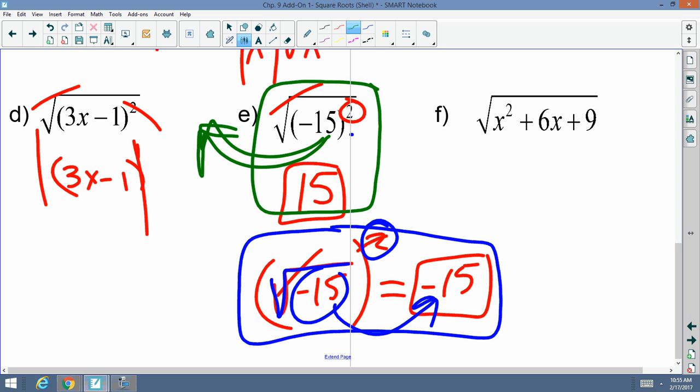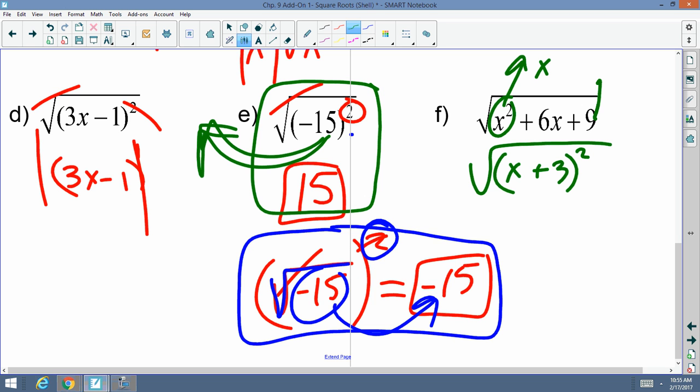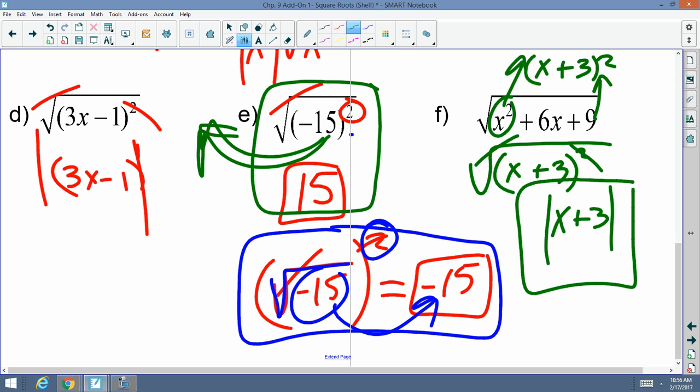Okay. Now here, what is that, Moro? Well, factor it. That's x plus 3 squared. How did you do that? Well, that's a perfect square. That's x. That's a perfect square. That's 3. 3 times 2 times x is 6. It works. There's a plus, squared. But now, I pulled out an x plus 3 to the first power. So I must put it in absolute value.